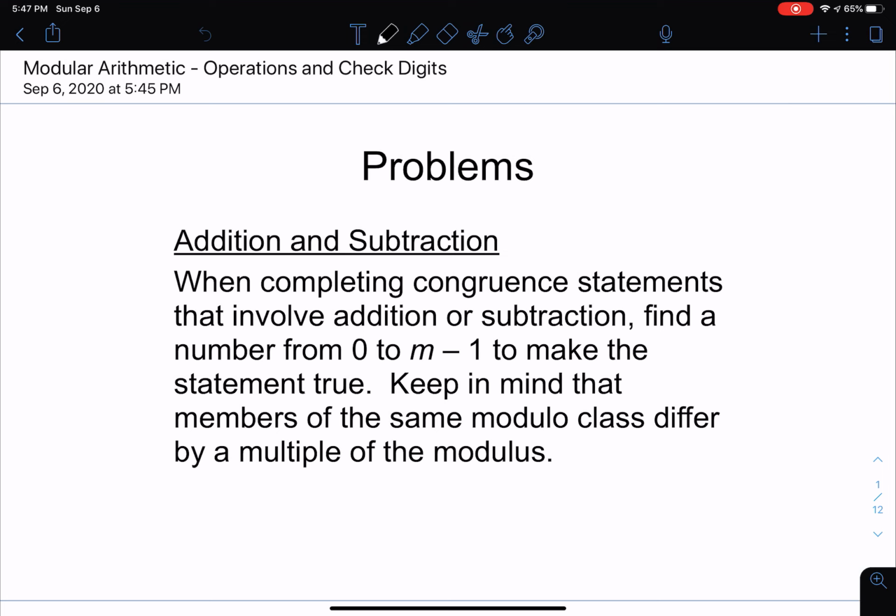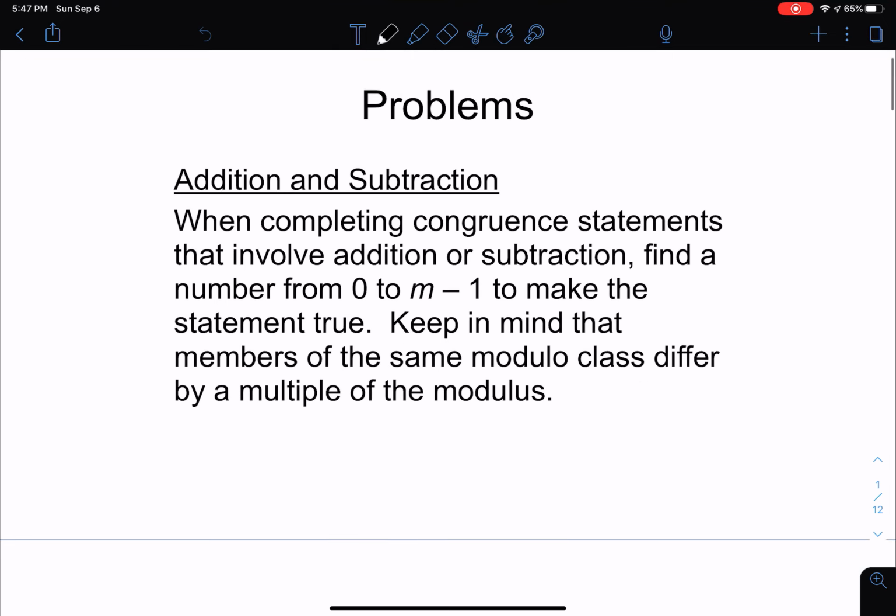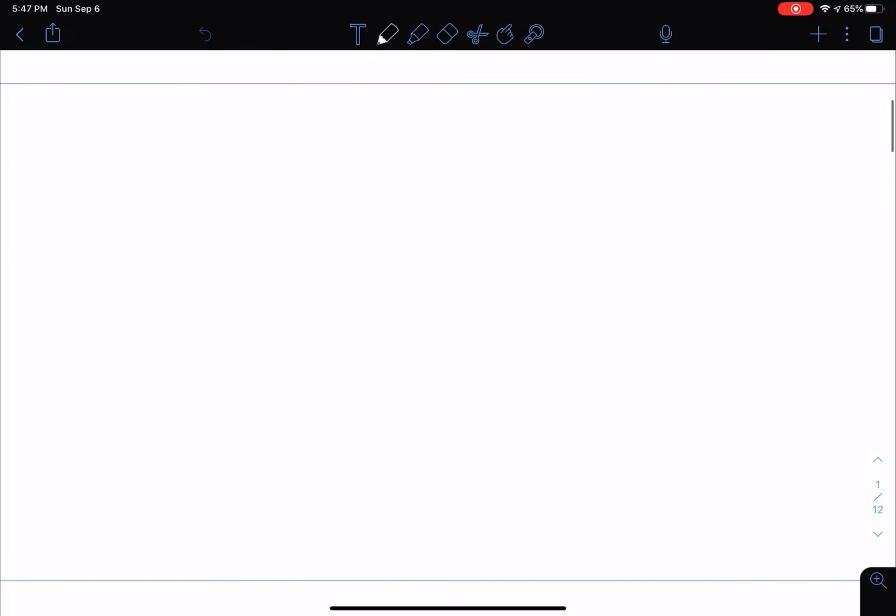And when we do this, keep in mind that members of the same modulo class differ by a multiple of the modulus. That will help you a lot when you're trying to determine what answers are possible and whether they are going to fit or be the desired answer choices. Okay, so let's look at some examples that actually come straight from your book.